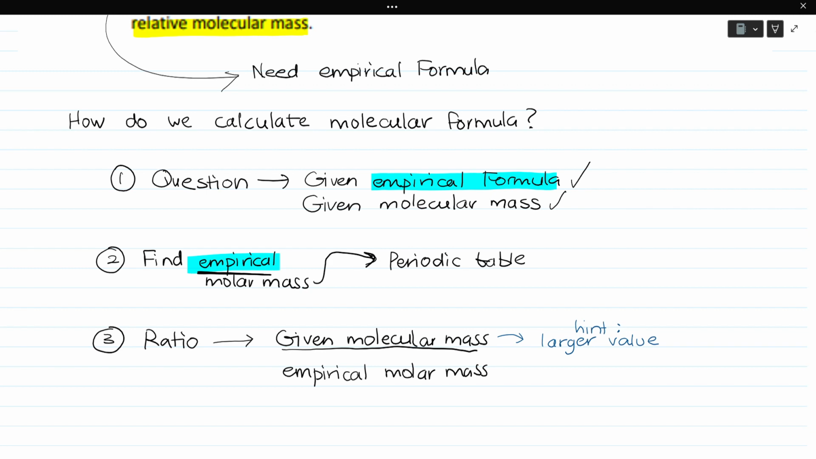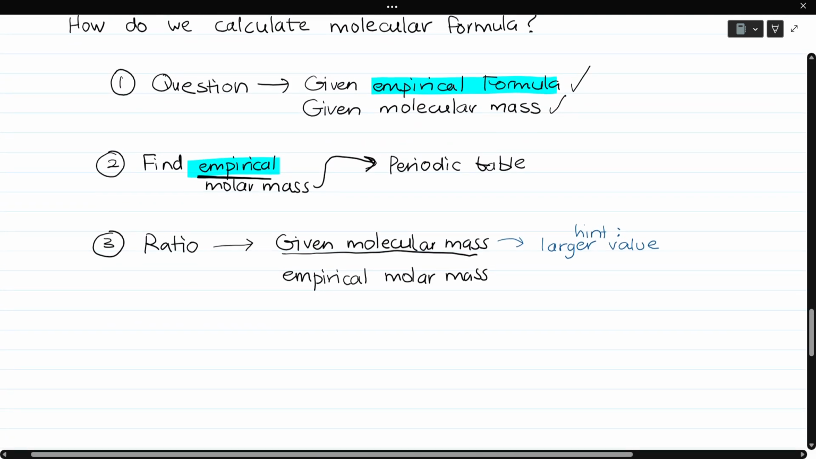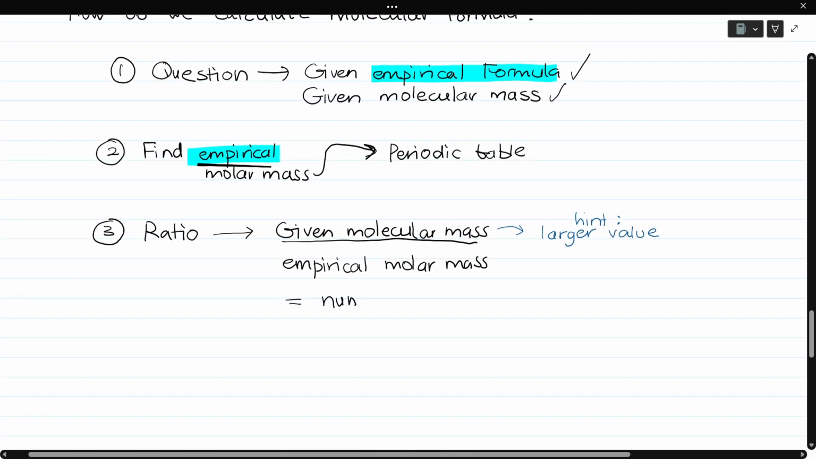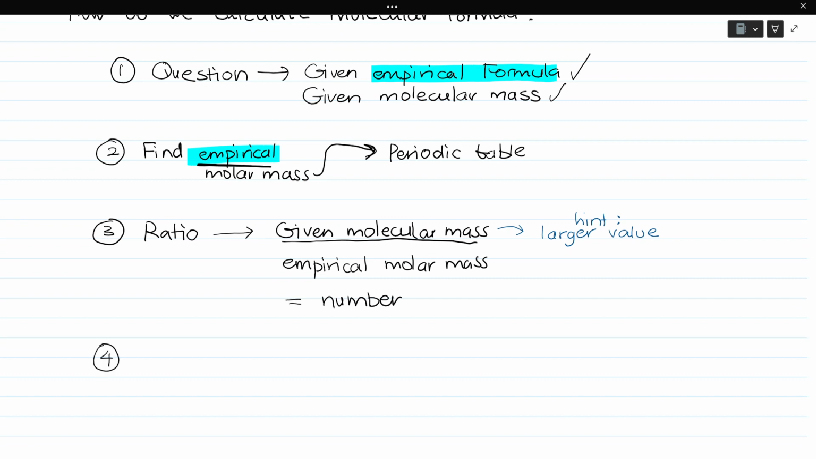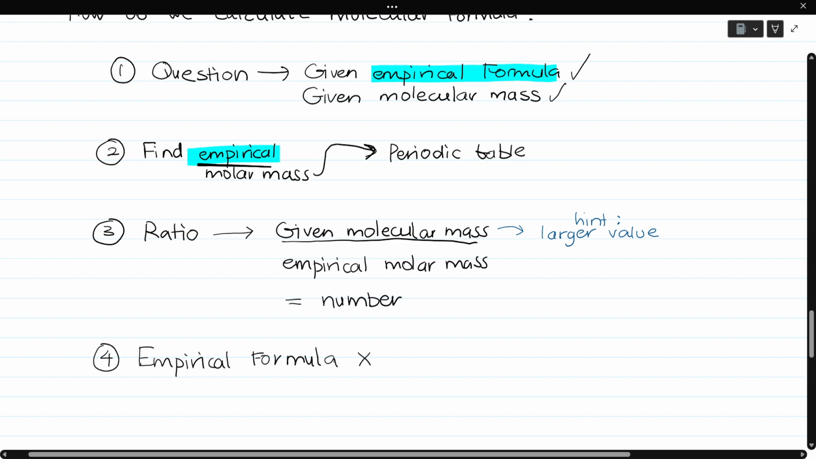Right, so you divide both these values, you should get a number from here. Once you find this number, that is going to be your ratio. So your fourth step is you're going to take your empirical formula, which you have given from the question. You're going to take that empirical formula and you're going to multiply it by the number.